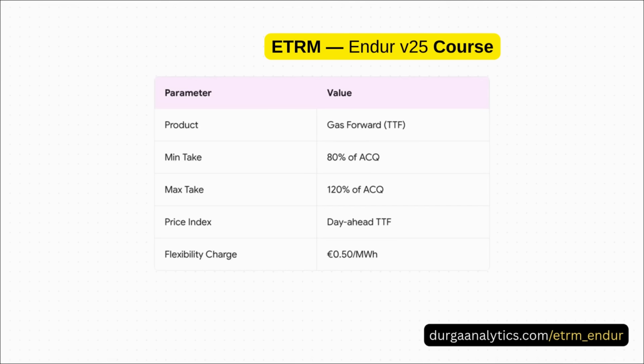Now, look closely at this slide. This is where a consultant really earns their money. Every single parameter you see here, the min-max take, the price index, that flexibility charge, isn't just a random data point. In Endur, these are configured as specific constraints and pricing legs inside the physical gas forward deal template. That max take of 120% becomes a volumetric option, and the system's valuation models will actually price it using methods like Monte Carlo simulation. This is literally how legal language becomes executable logic.